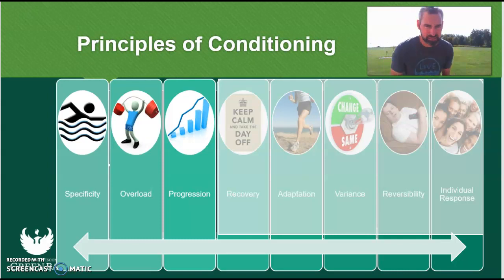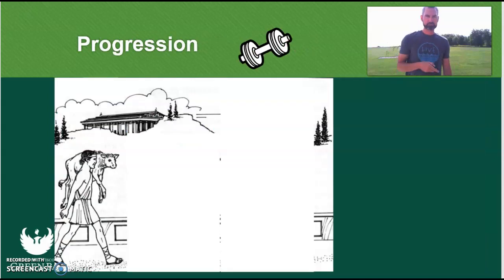So for this practice 4.1, we'll finish up with progression. So we want to cause this overload in a progressive manner. And to best illustrate this is the Greek myth of Milo and his bull.